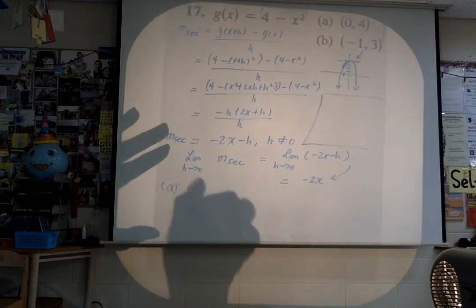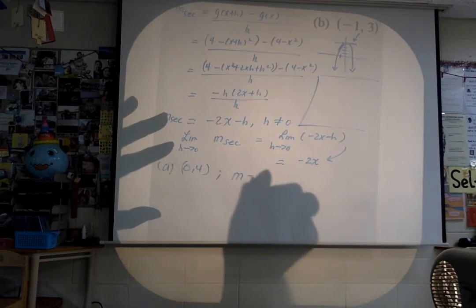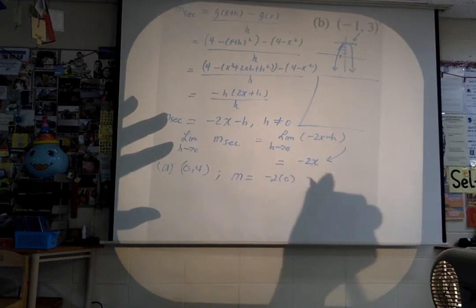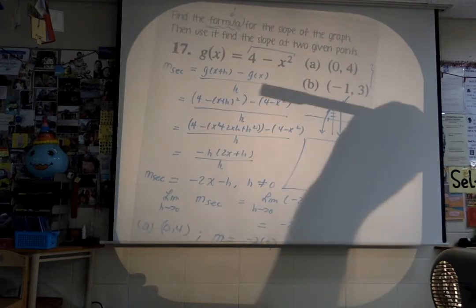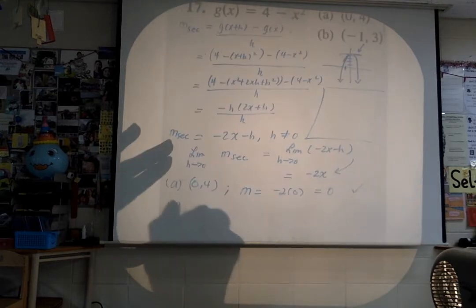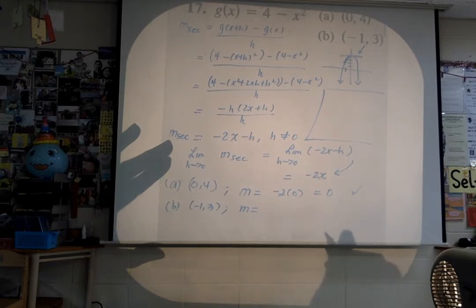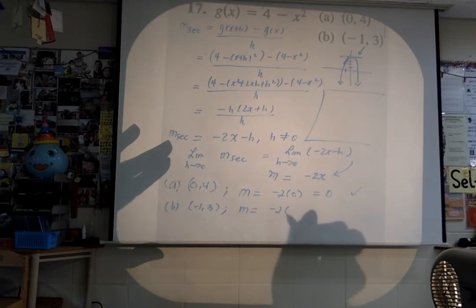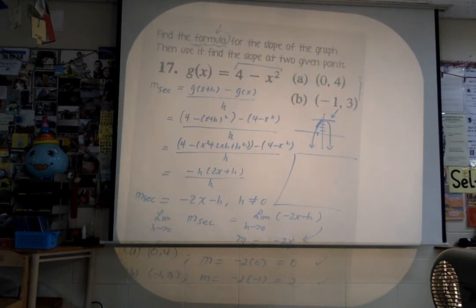So A was (0, 4). We're going to take this formula. So slope is equal to negative 2 times 0, which is 0. Ding, ding, ding. Does it make sense? Sure does, because it's a flat line. It's a horizontal line. Now let's do B. We got (-1, 3). Okay, m equals, because that's our slope, right, m equals negative 2 times negative 1, which is 2. And it checks out. 2 at (-1, 3), that looks about a 2 right there, the slope, okay?